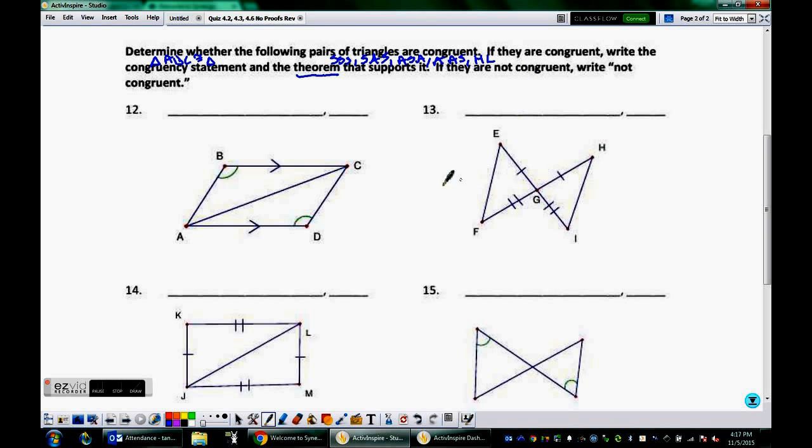So for this first one, I've got some parallel lines. So I've got BC is parallel to AD. And I'm going to have one transversal that is going to be beneficial here to me. So if I look, I've got alternate interior angles. I also have a shared side. So when I go to look at these 2 triangles, I've got angle, angle, and the side is not in between the 2 angles.